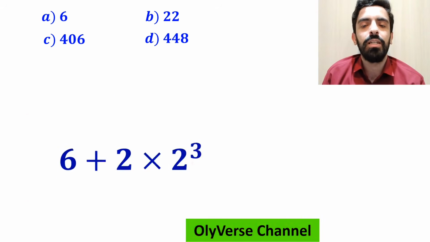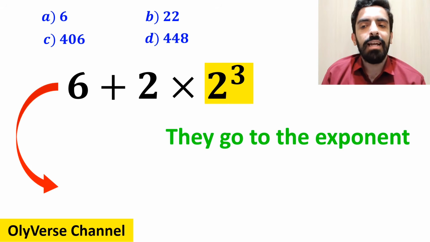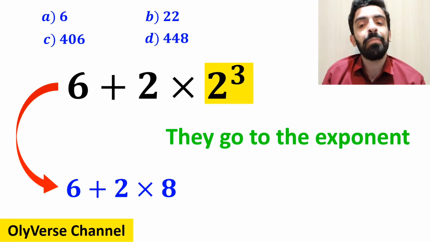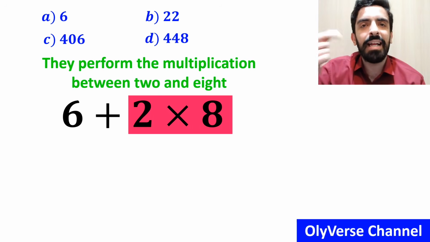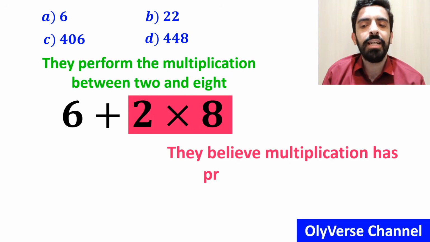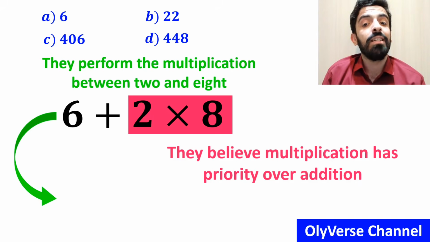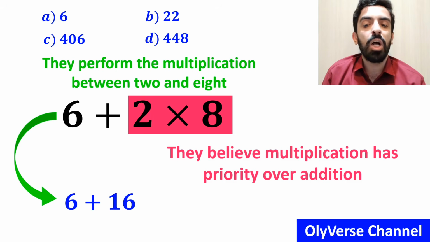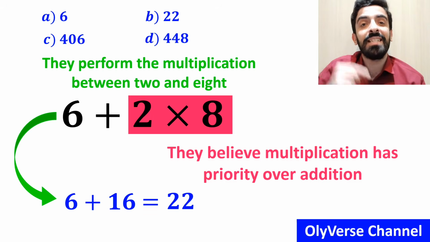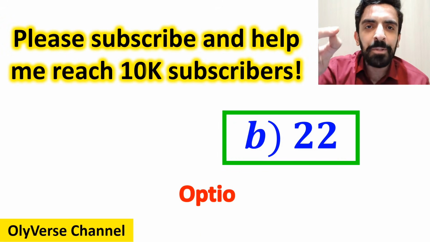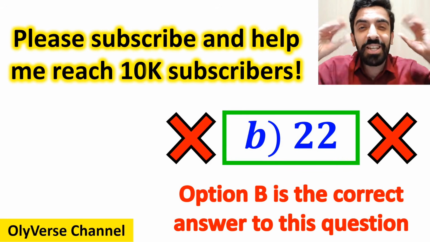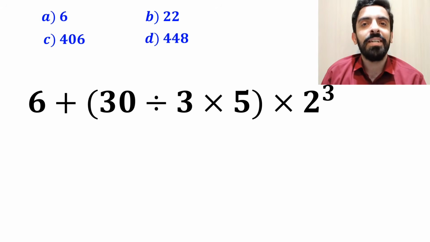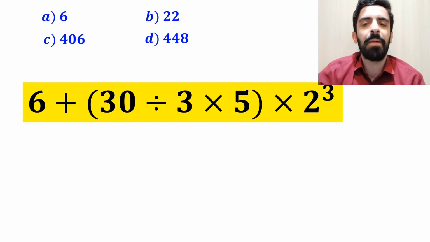multiplied by 2³. Next, they go to the exponent and simplify to 6 + 2 × 8. And the final step, they perform the multiplication between 2 and 8 because they believe multiplication has priority over addition. So, they rewrite this expression as 6 + 16, which ultimately gives them the answer 22. And immediately, they quickly say that option B is the correct answer to this question. However, that's definitely wrong. Alright, now let me show you how to solve this expression properly.